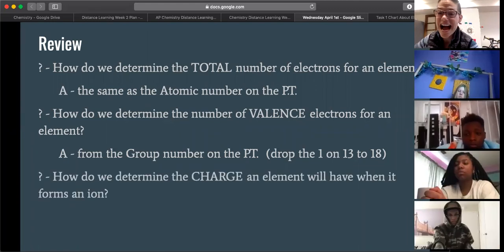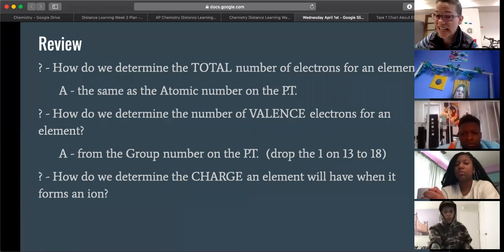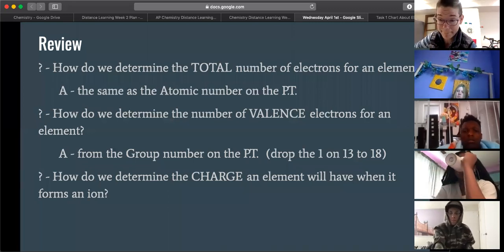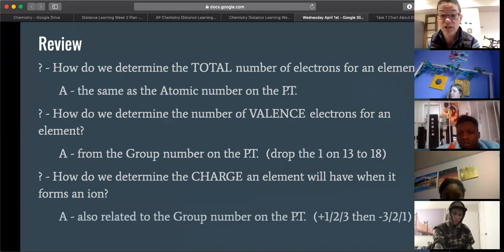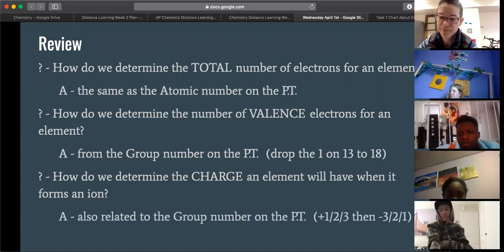And then lastly, how do you figure out the charge when we need it? Because all these things are related. The charge is basically based off of the octets. So if it's less than 4, you add on, and if it's more than 4, you subtract. Close. But it is based on the valence electrons, and the valence electrons are based on the group number, so it's also related to the group number. If you're subtracting valence electrons, it becomes a positive charge. If you add them, it becomes negative.